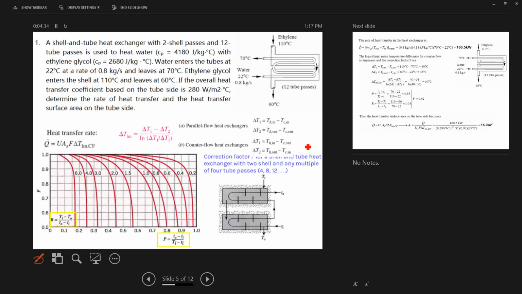I just realized I uploaded the wrong version of the solution to Canvas. So currently there are no answers on Canvas, but I will replace that later.